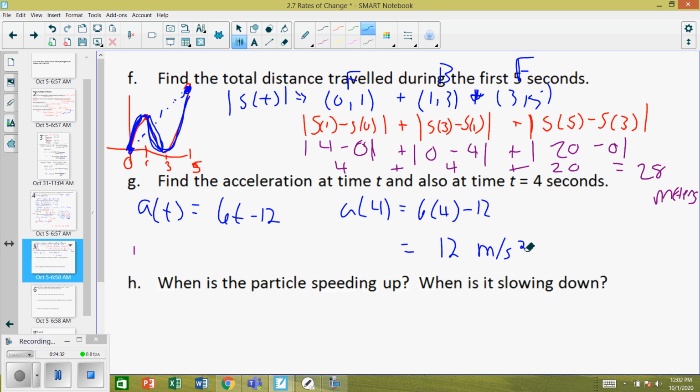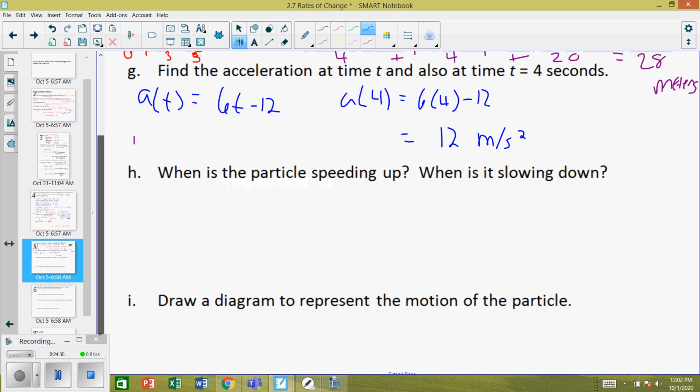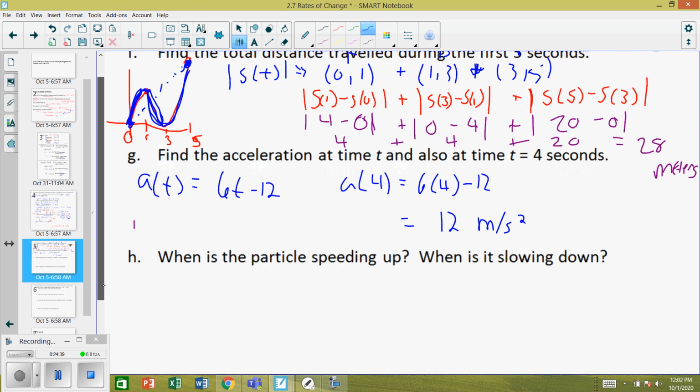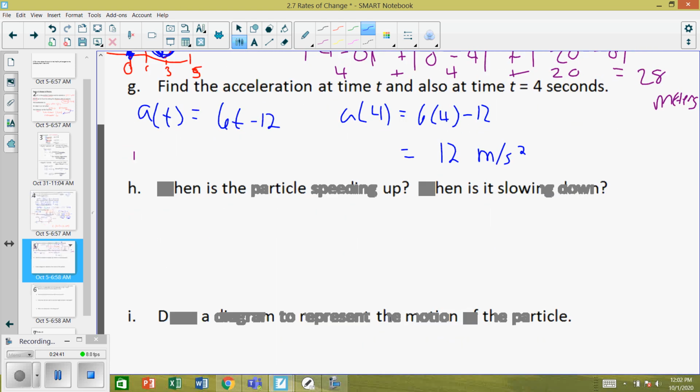So that wasn't too bad. Now, let's do these last two, and then I'll save the last problem for our notes tomorrow. Part H says, when is the particle speeding up and when is it slowing down?